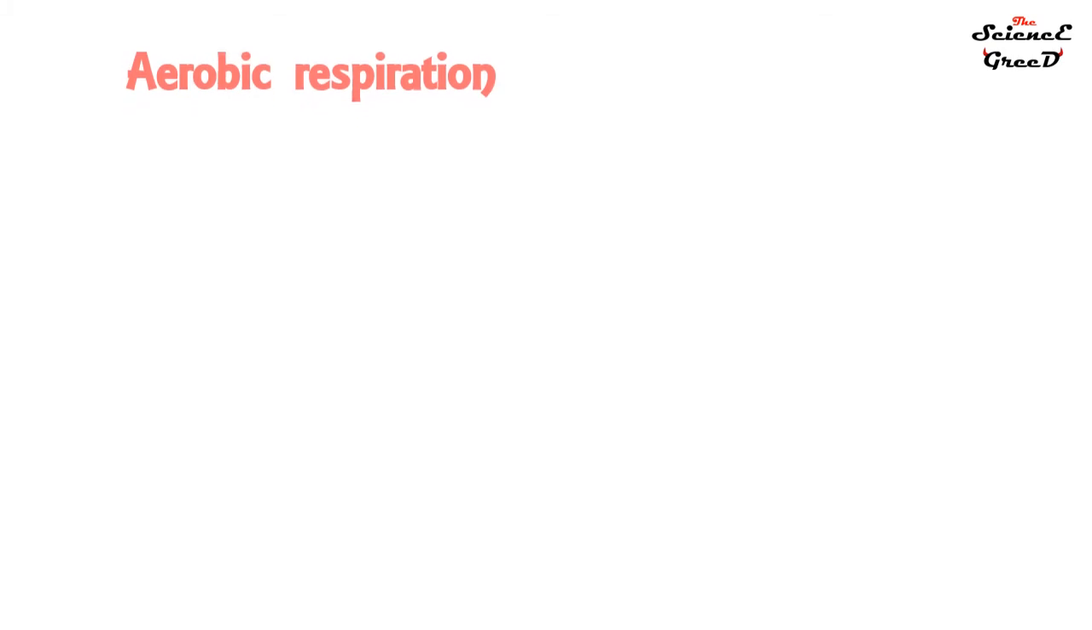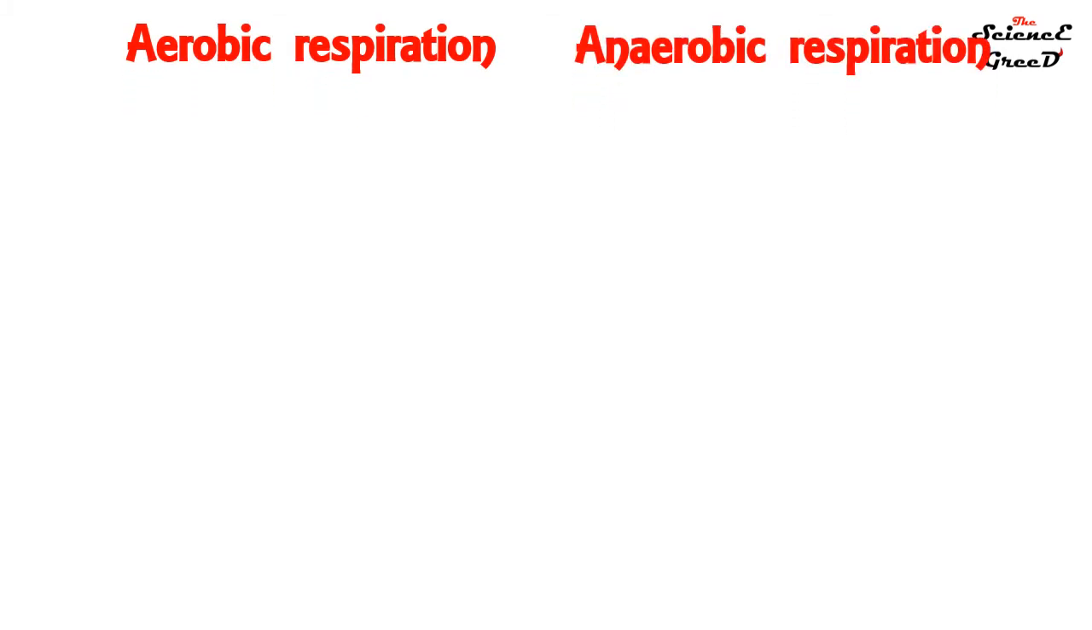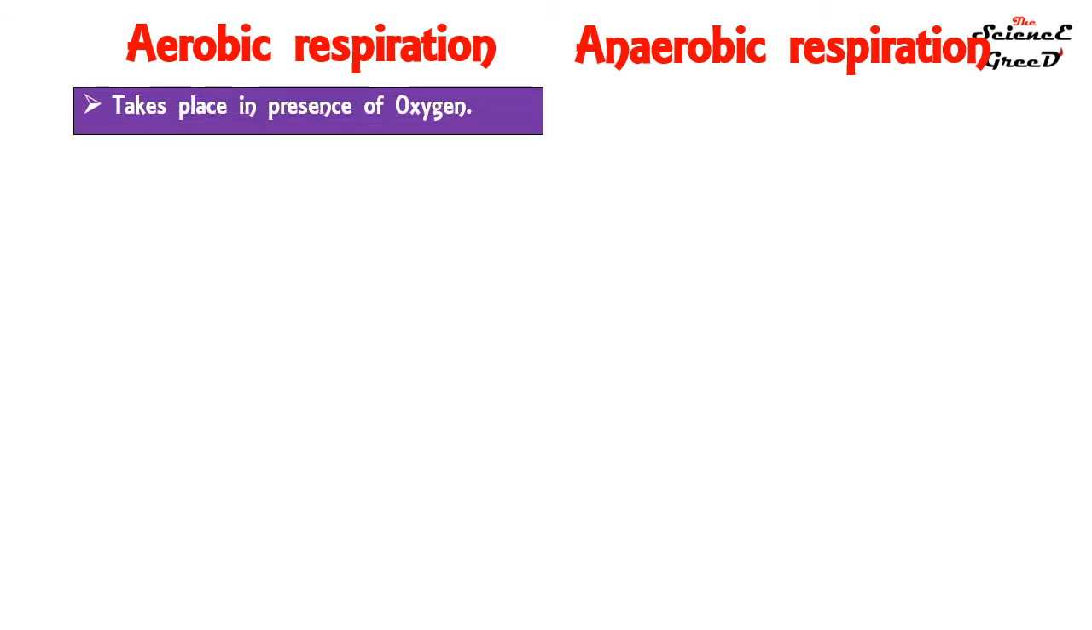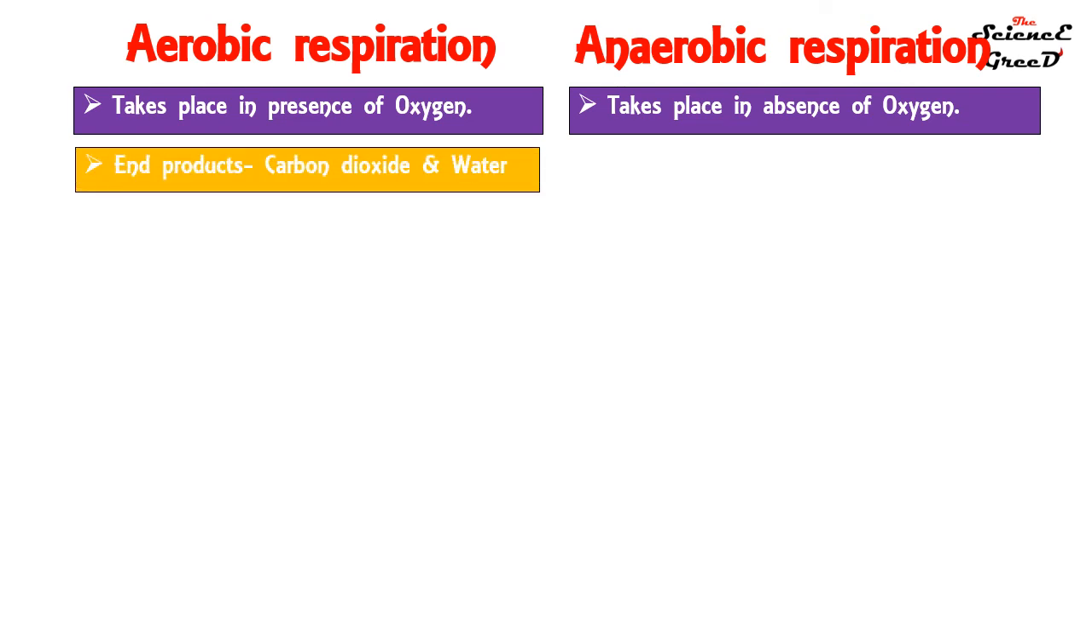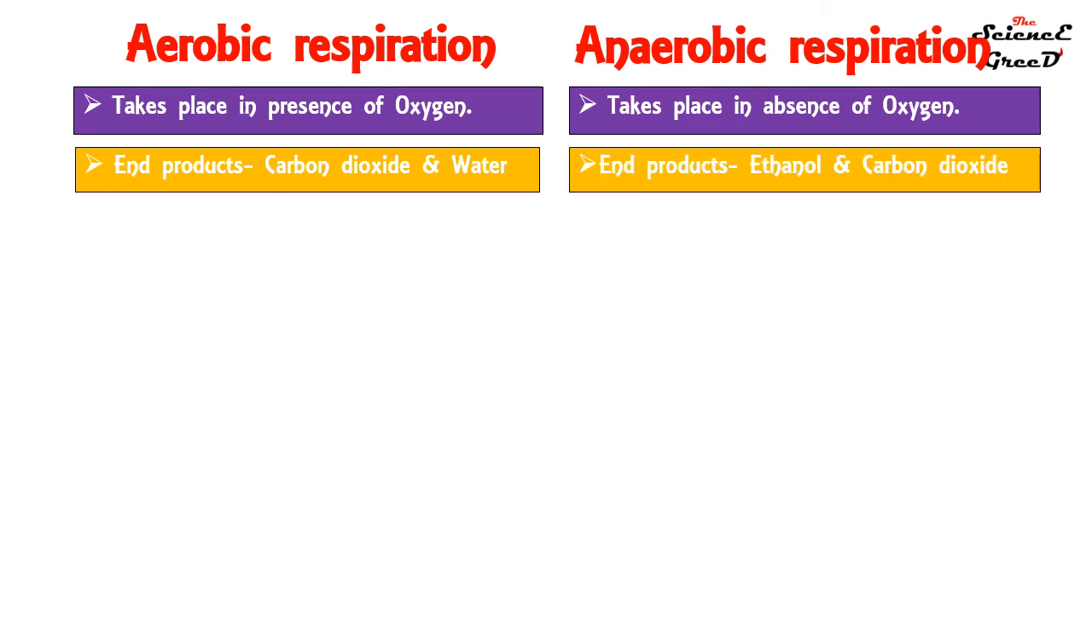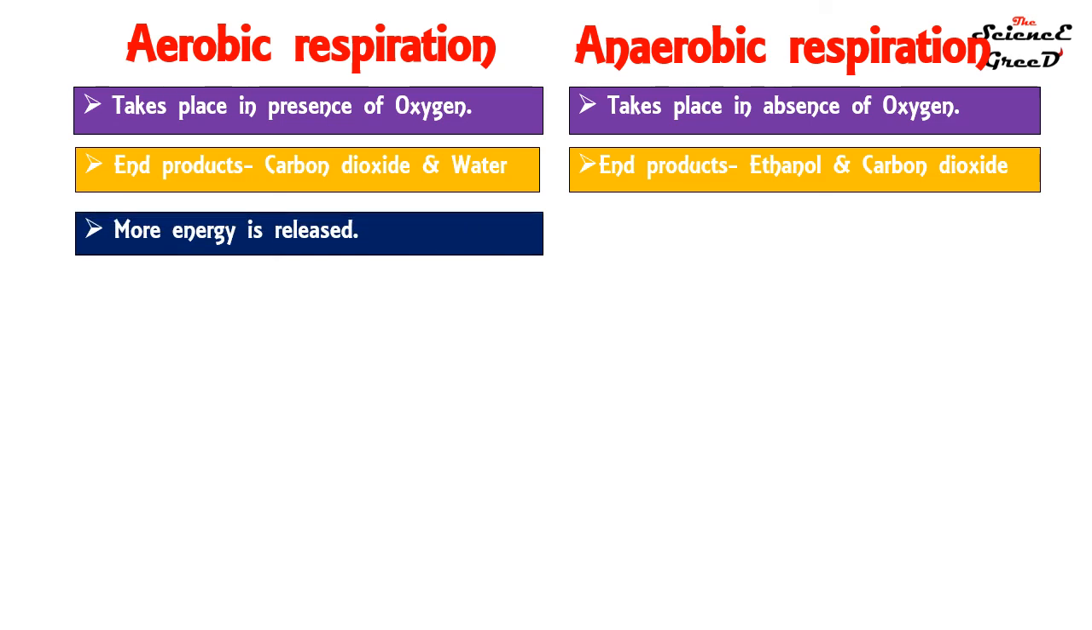Differences between aerobic and anaerobic respiration. Aerobic respiration takes place in presence of oxygen. Anaerobic respiration takes place in absence of oxygen. The end products of aerobic respiration are carbon dioxide and water. The end products of anaerobic respiration are ethanol and carbon dioxide. More energy is released in aerobic respiration.